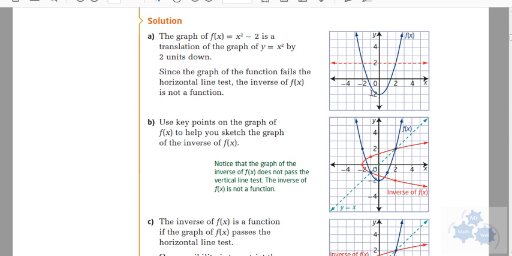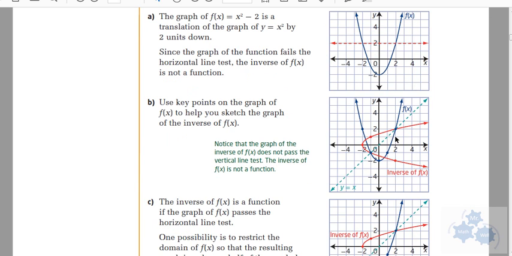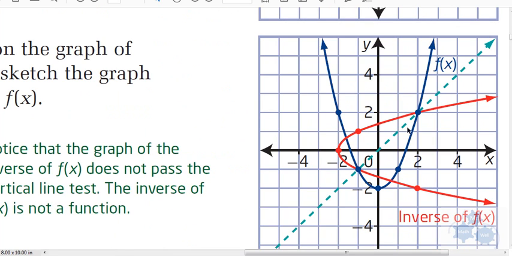The inverse, let's just look at the graph first, then we'll look at the equation. The inverse would be where every point, x and y, is reversed. Here's your y equals x line. It's maybe a bit difficult to see, but every point, like this one right here, 0, -2, has its partner point, -2, 0, right over here.